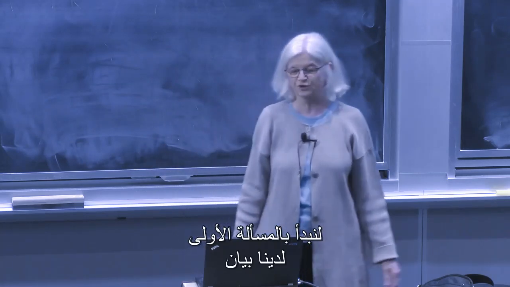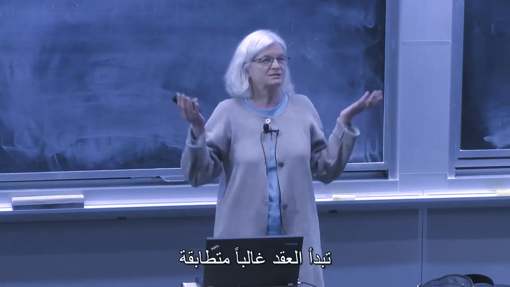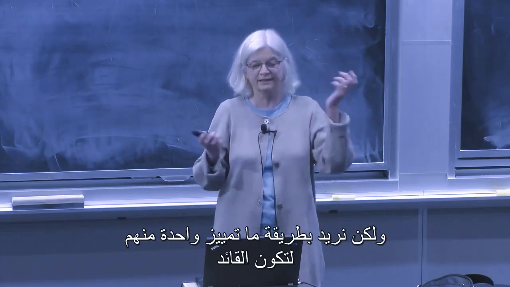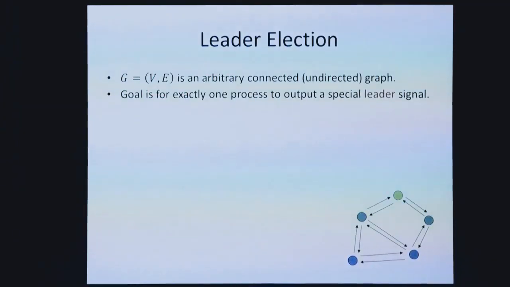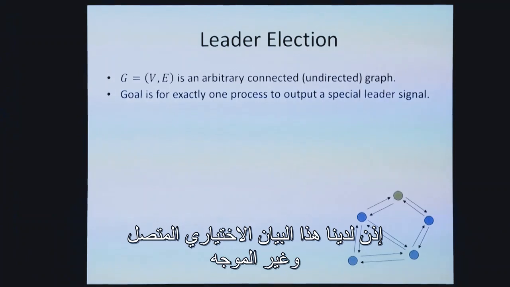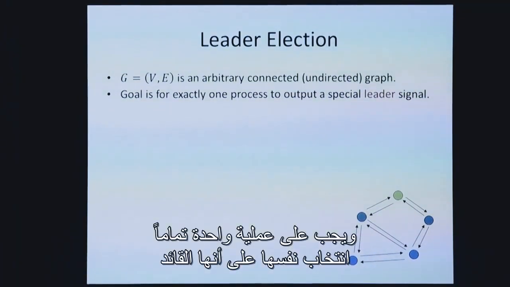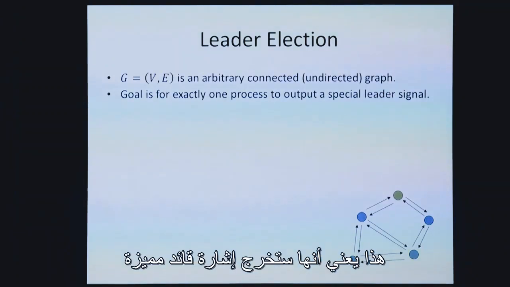Okay, so let's start on the first problem. Here's a graph. The nodes start out possibly identical, but you want to somehow distinguish one of them to be a leader. Right, so you have this arbitrary, connected, undirected graph, and exactly one process is supposed to elect itself a leader. That means it outputs a special leader signal.